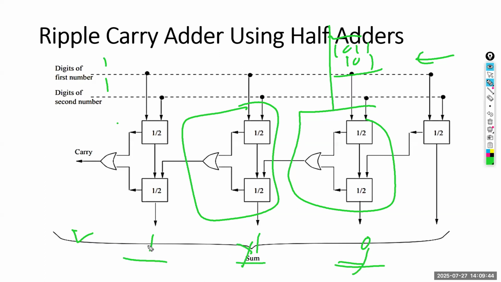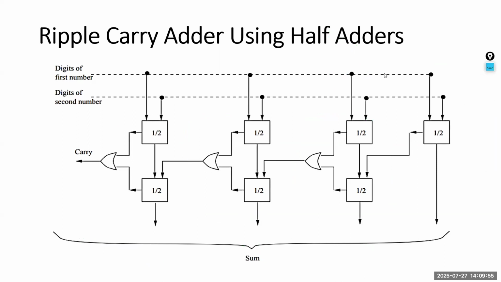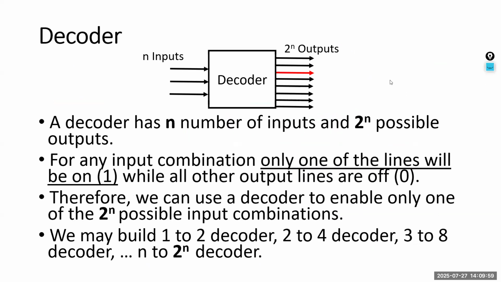Okay. Ripple carry adder. Ripple means wave. You may have heard of ripple ice cream, ripple noodles. It's like a wave. It processes from right to left. Okay. Right. So now we are done with one component.